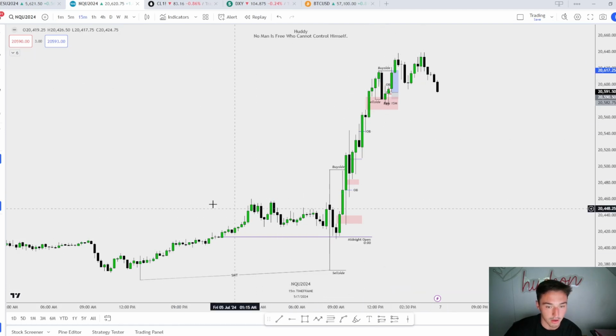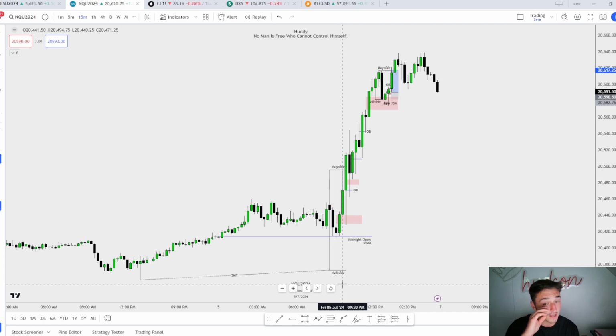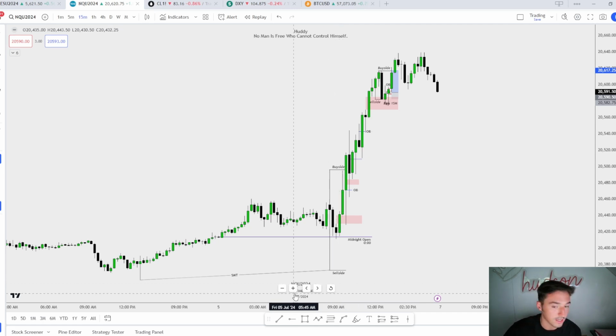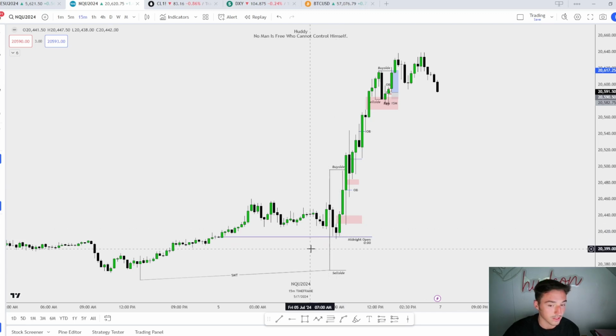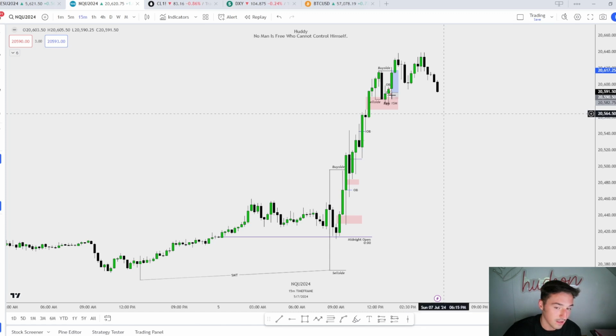Beautiful market maker buy model on this day. Classic buy day on a Friday. Now, another thing on Fridays, whenever a Friday picks a direction, bro, do not try to go against it. If Friday is going to be down only, don't try to get in longs. If Friday is going to be up only, dude, don't try to get in shorts.